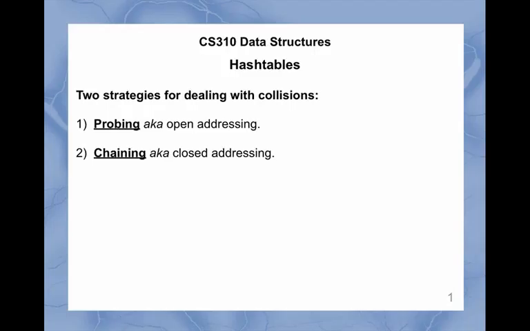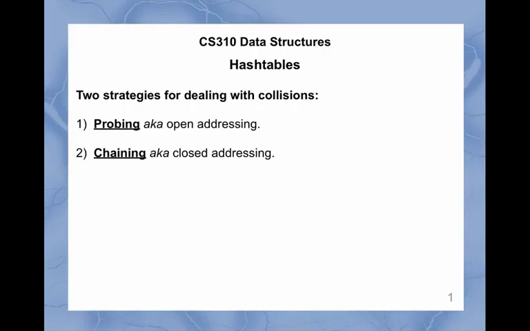So these two strategies are first probing and then chaining. Probing is also referred to as open addressing. What this means is the actual location of the element to be stored is not fixed and known, but rather can be changed. However, with chaining, we have closed addressing, which means the element is stored exactly at the place it hashes to.